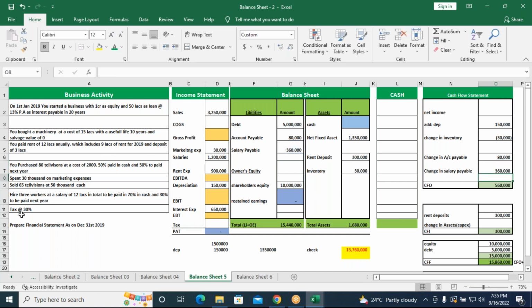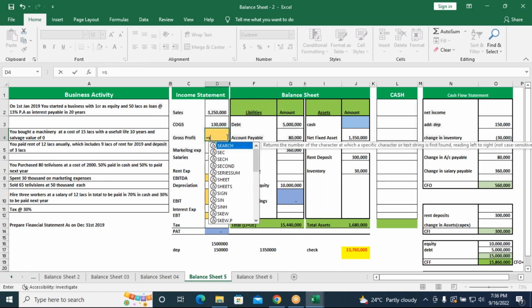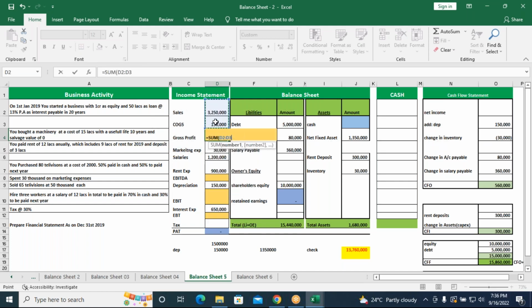Okay, so then what else is there? Now I have to calculate the COGS. So how many TVs have I sold? It is 65 into 2,000. So this is my COGS, which is equal to this 3,80,000.